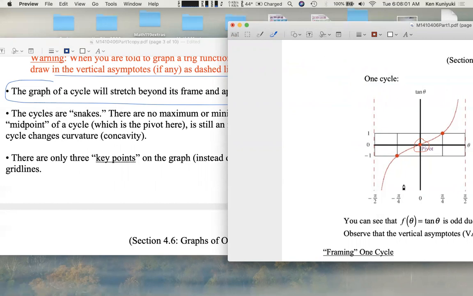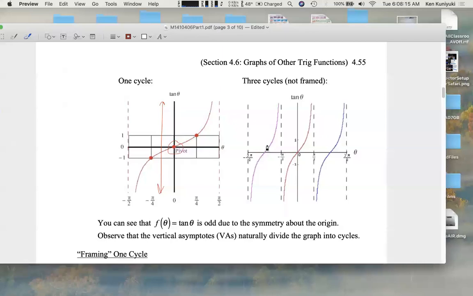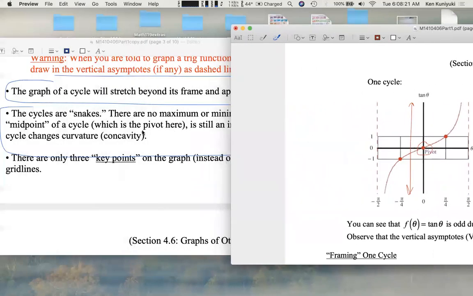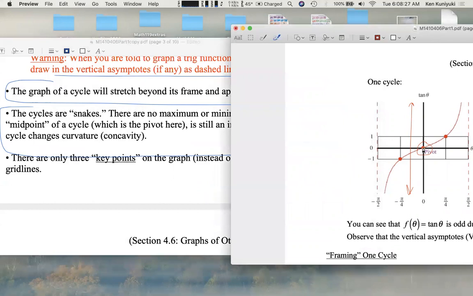Notice that the range here will be what? The range here will be all real numbers. That was not the case for sine or cosine, the ones we did in 4.5. The cycles, again, are shaped like snakes, not waves. Although we do have these periodic cycles, we have a zoo of snakes separated by VAs, vertical asymptotes. And we have no maximum or minimum points. We do have inflection points. We do have these quarter points over here, but we don't get any max or min points for these tangent graphs, as we did for sine and cosine. Remember, sine and cosine waves were trapped inside the frame. These tangent guys are not. The range is all reals.